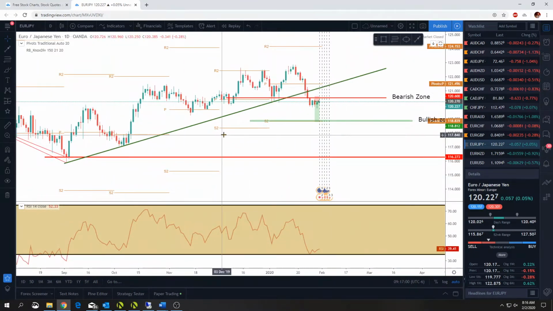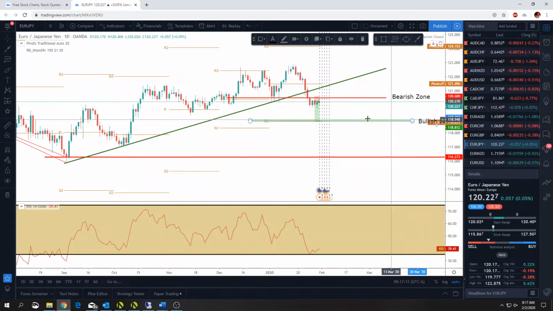So break of the trend line, not quite a retest all the way up to the trend line. We may see that this week, but I kind of like this former support. We retested it. That's why we're short, and we're targeting this S2. It could go all the way down to here, especially if JPY just keeps getting stronger.